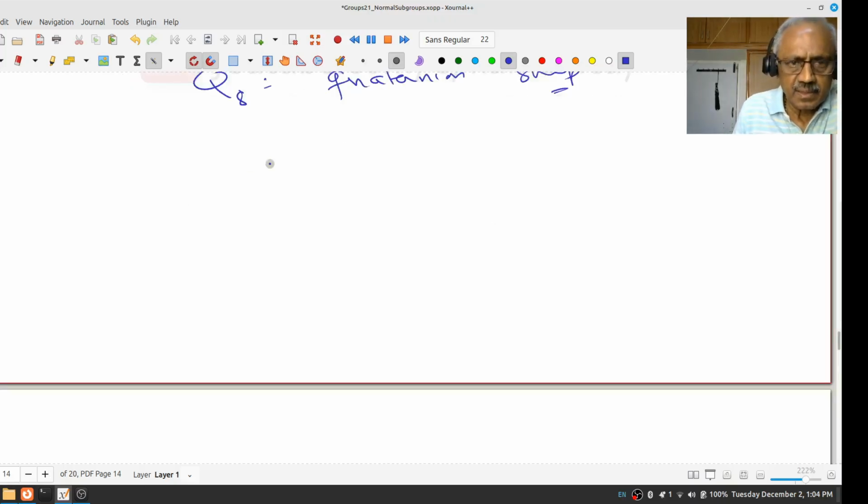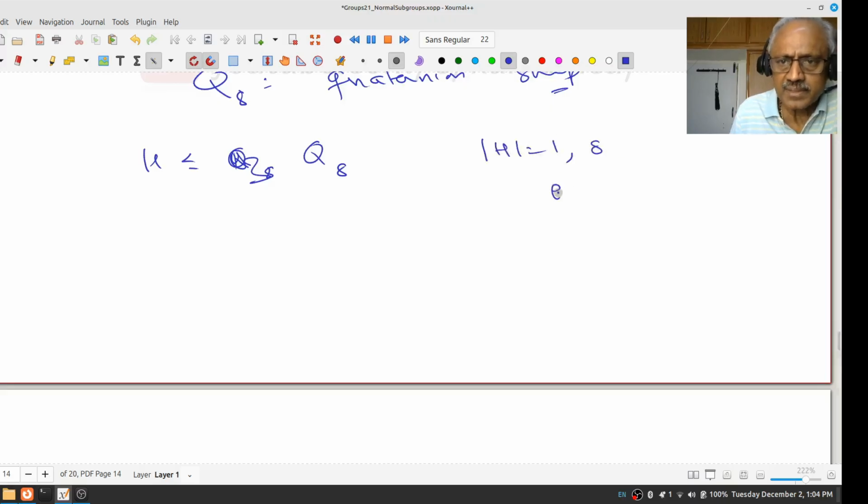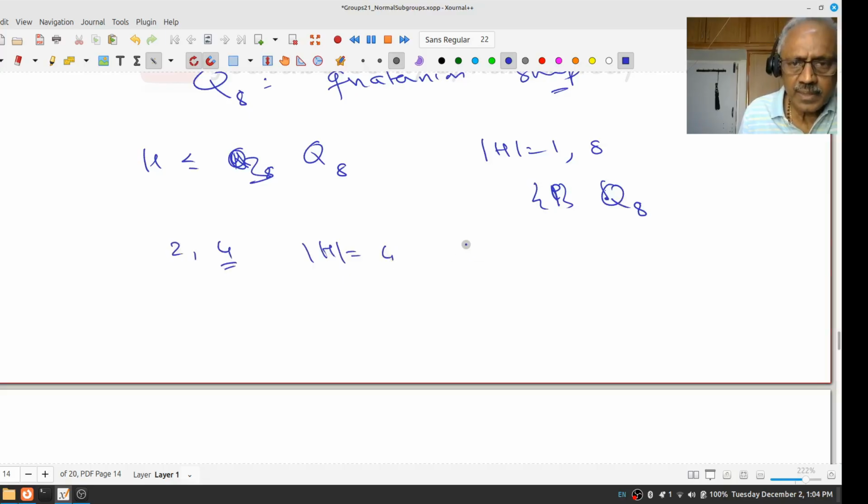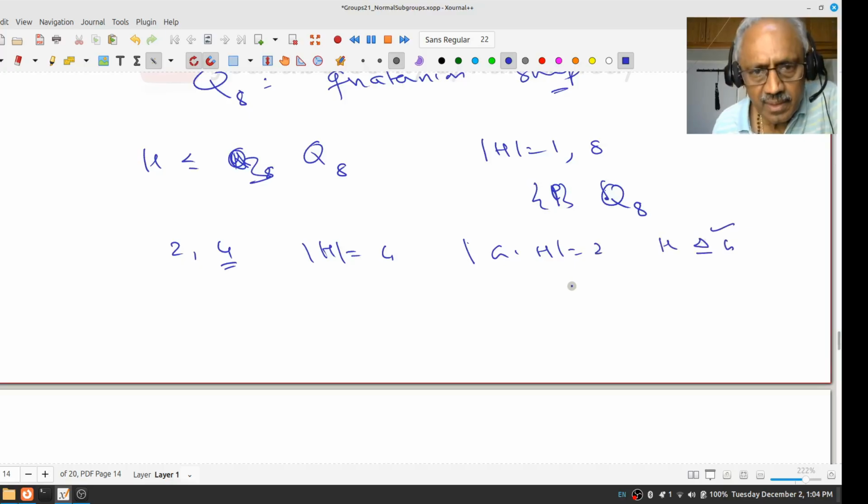Right. Now, suppose H is a subgroup of Q8, not the ordinary rational numbers. What are the possible orders? H has to be of order 1 or 8. In this case it is the trivial identity group, in this case it is the full Q8. Otherwise the order is 2 or 4. Suppose H is of order 4, then the index of H in G is 2. Therefore H is normal. Now I will have to look at the group of elements of order 4.